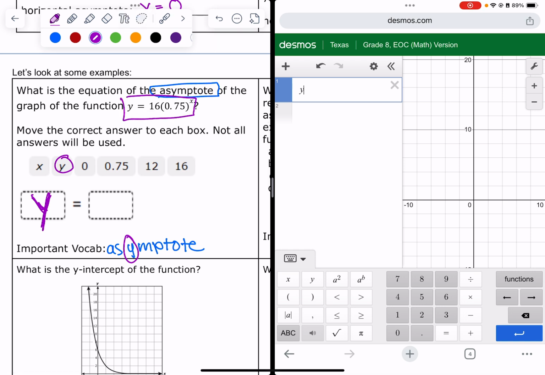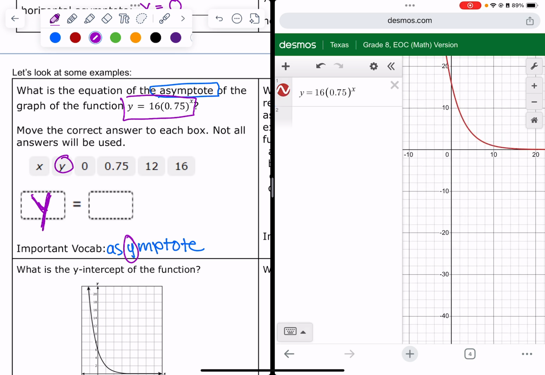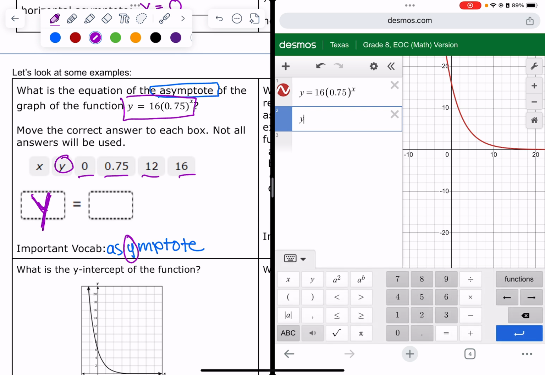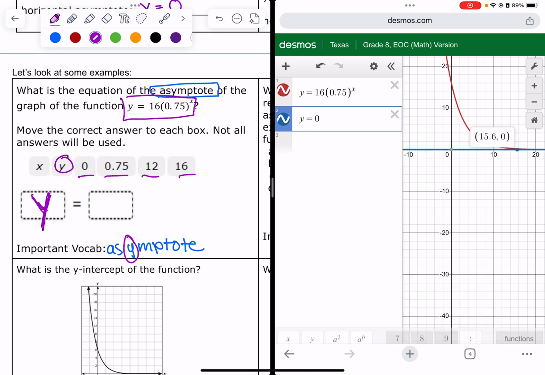I have y equals 16 parentheses 0.75 parentheses little x. Now, I'm going to try my numbers and see which one is my asymptote. I have y equals 0. This falls right here. That is probably my answer, but let's try the other ones.